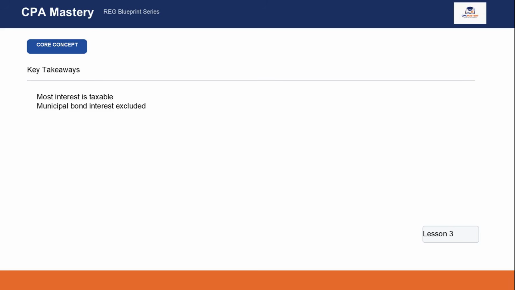Interest income represents compensation for allowing another party to use your money. Most forms of interest, including interest from bank accounts and corporate bonds, must be included in gross income. However, the tax code provides an important exception for municipal bond interest. Interest earned from bonds issued by state or local governments is generally excluded from federal income tax. For the CPA exam, remember this simple rule. Assume interest is taxable unless the question clearly identifies municipal bond interest.